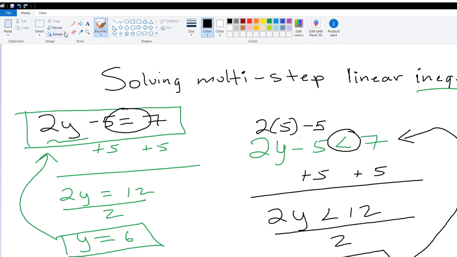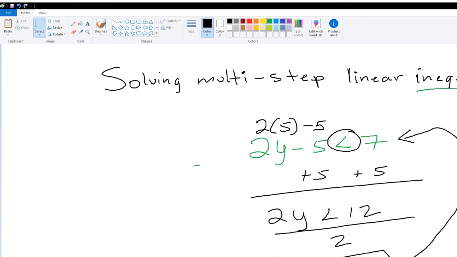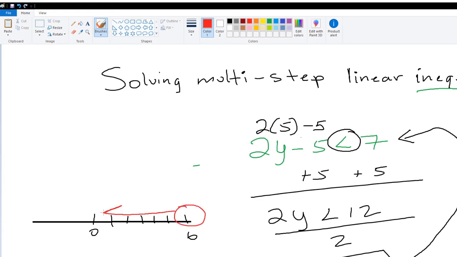If I needed to graph this solution, y is less than 6, I could graph that answer on a number line. So I have 0, 1, 2, 3, 4, 5, 6. So y is less than 6. That means that the solution has to be less than 6, so it cannot be 6. It has to be less than 6.